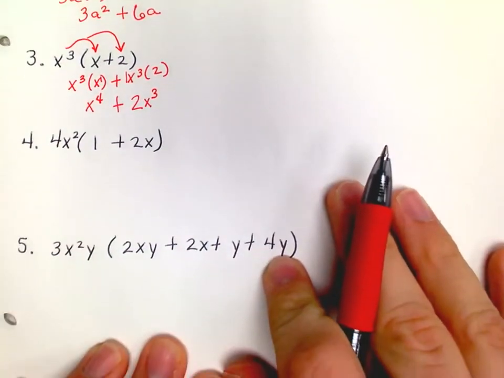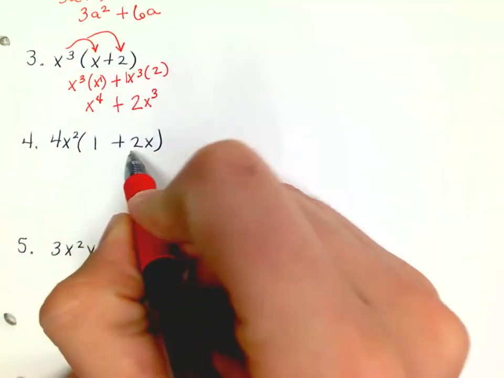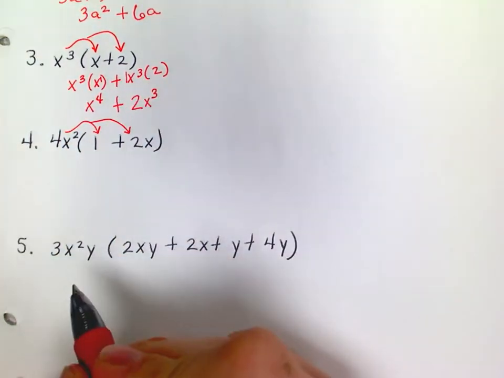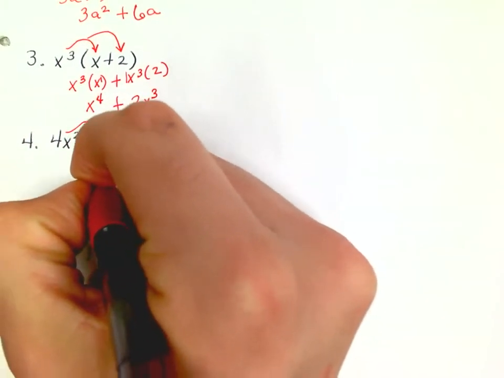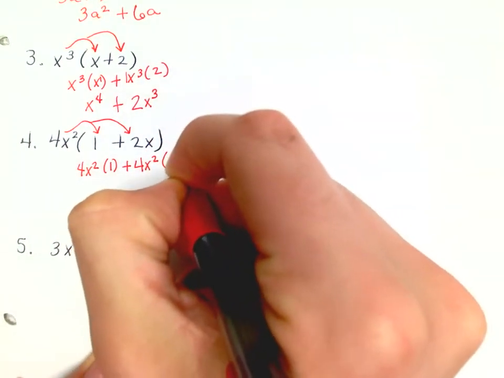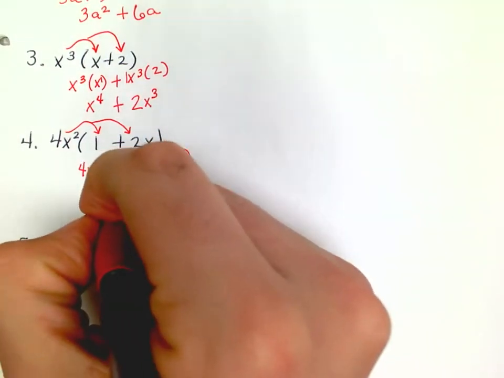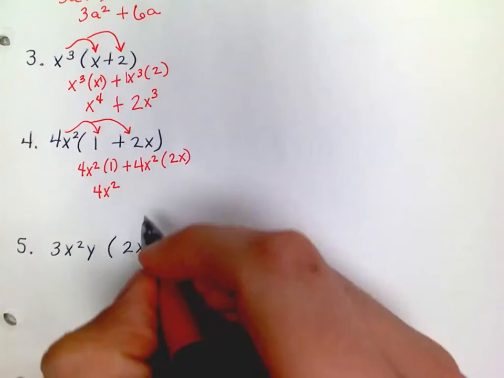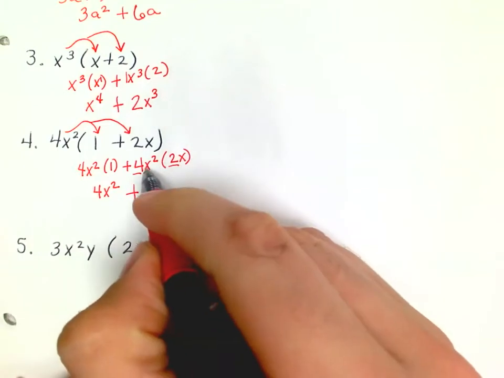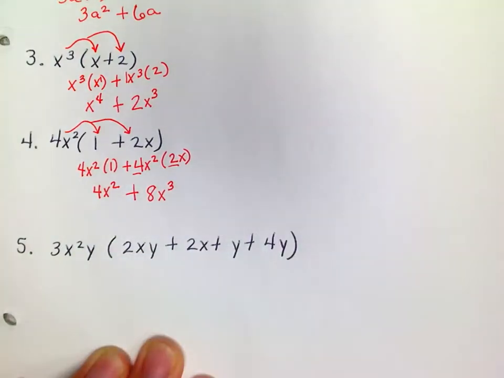Okay, now let's look at number 4. We have a 4x squared times this quantity of 1 plus 2x. So let's distribute the 4x squared to everything inside the parentheses. So 4x squared times 1 plus 4x squared times 2x. Let's go through and simplify exactly what that means. 4x squared times 1 is just 4x squared, plus, let's say 4 times 2, that gives us 8. We have x squared times x now, so we can just combine those to have x cubed. We just added those exponents.